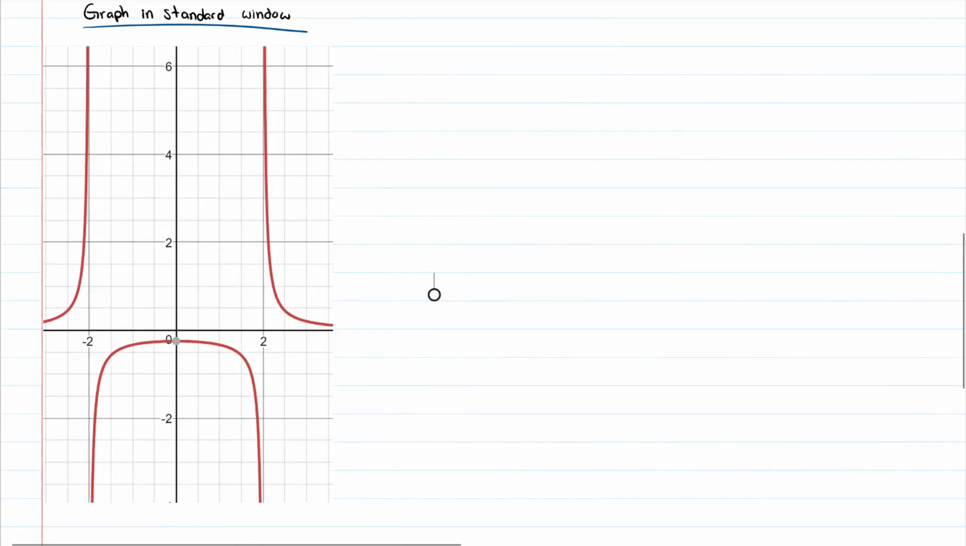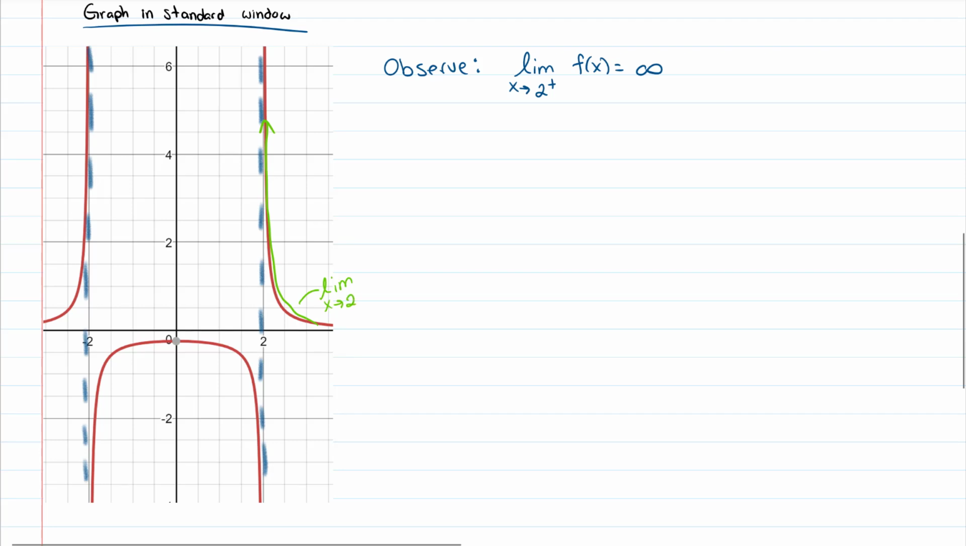Alright, so here it is graphed, and just by looking at this, it looks like we're going to have an asymptote here at x equals 2. It also looks like we're going to have an asymptote here at x equals negative 2. So then we're going to observe that the limit as x approaches 2 from the right of f of x, we get infinity. So again, that's this limit right here as we approach 2 from the right. And if we approach 2 from the left, the limit of f of x we're going to get negative infinity.